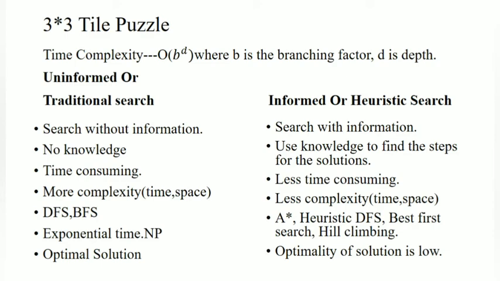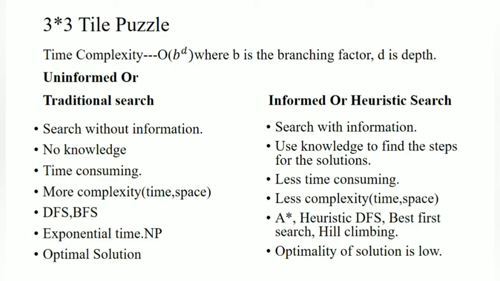And here the time in uninformed search is exponential. That is what I said in the tile puzzle. It is 3 raised to 20, so it is an exponential time description, which is an NP problem in AI. And an optimal solution can be reached in uninformed search. In informed search, as I said, it is less time consuming, with less time complexity. So time and space complexity is less.